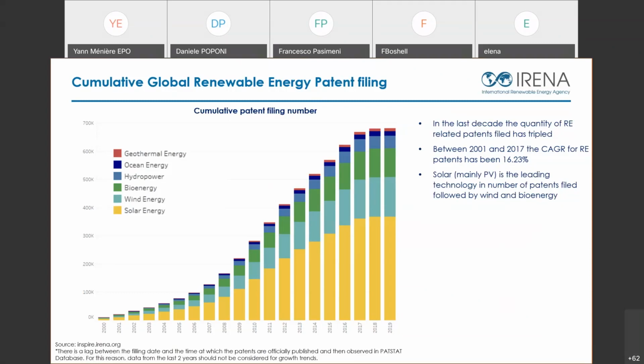You can also see that the main technologies with activity in patent filing for renewables are, first of all, solar, by far, even more than half of all patents filed, followed by wind energy technologies and bioenergy.